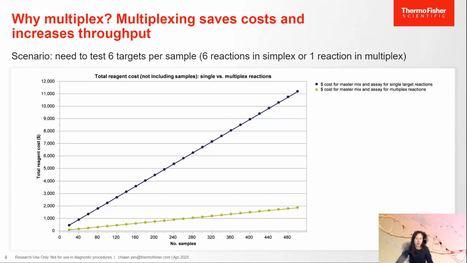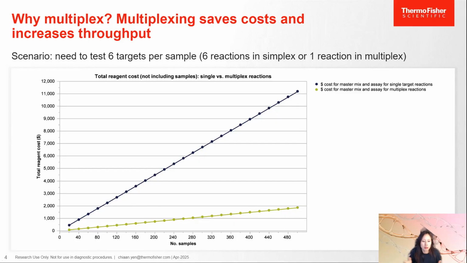So why bother multiplexing, right? You have your workflow already set. Changing it can be a hassle. So to really look into this, here I made up a hypothetical scenario. Say you are a scientist and you have 6, say, gene expression targets that you're interested in studying for a particular disease, maybe, or a mutation.